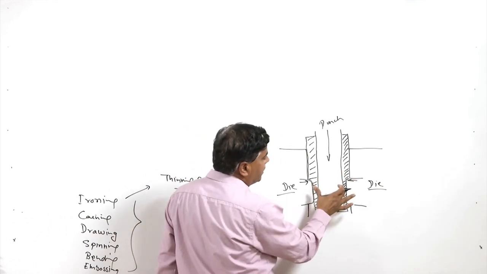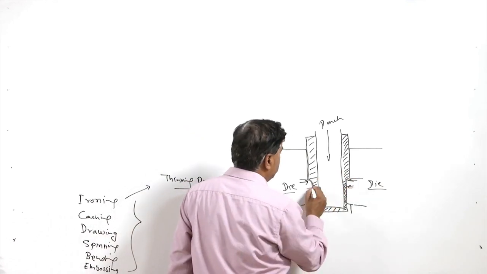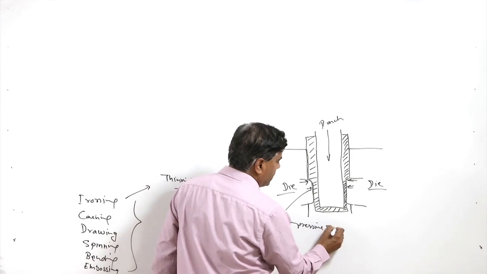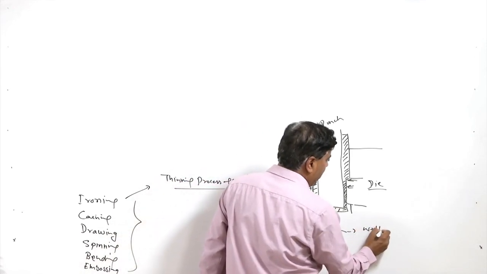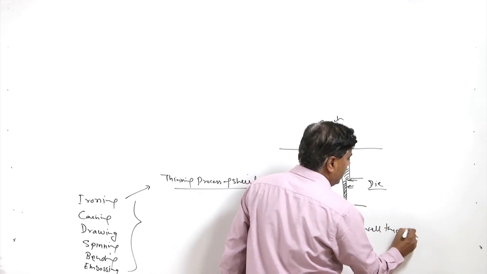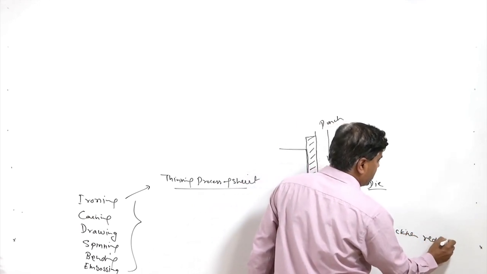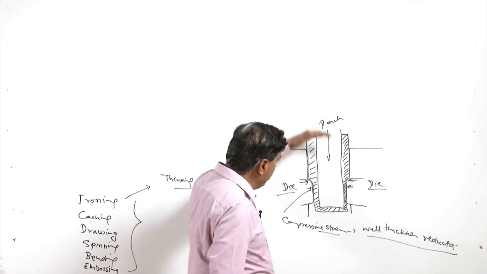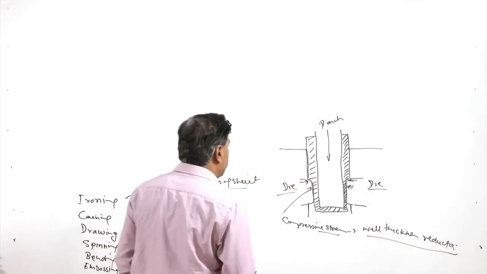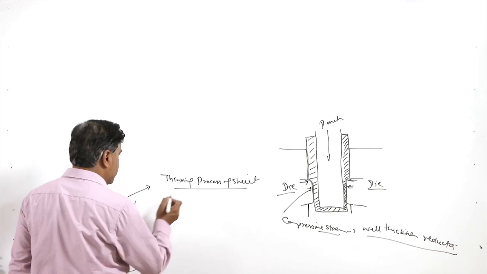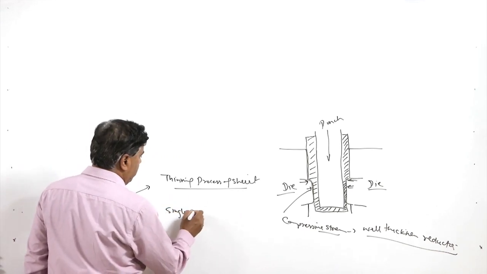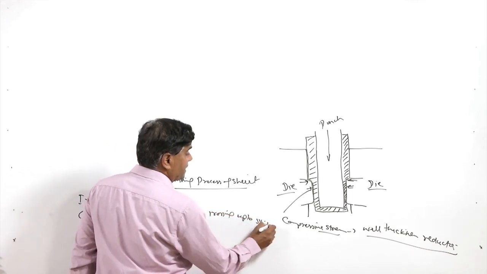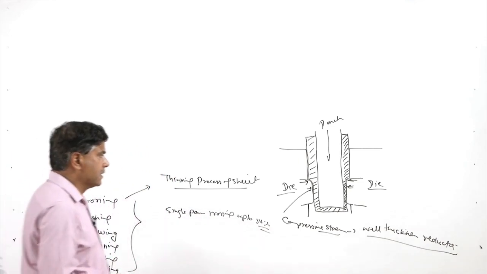Because of the narrow clearance in this zone, the sheet metal experiences compressive stresses, and because of this the wall thickness is reduced. This reduction in wall thickness is facilitated by the flow of the metal in this ironing zone. In a single pass ironing, up to 50% reduction can be realized.